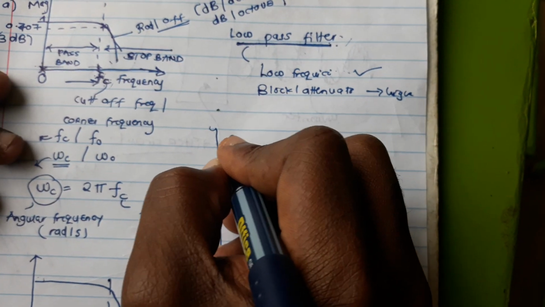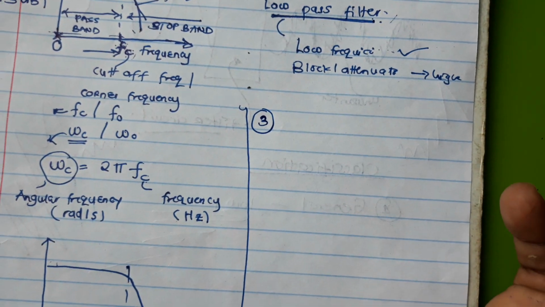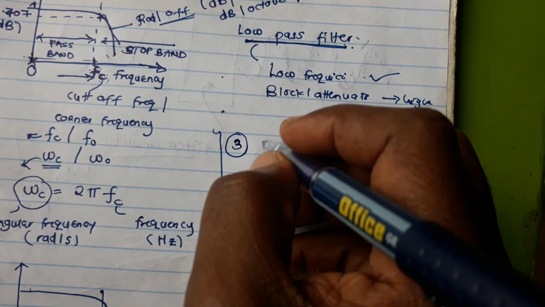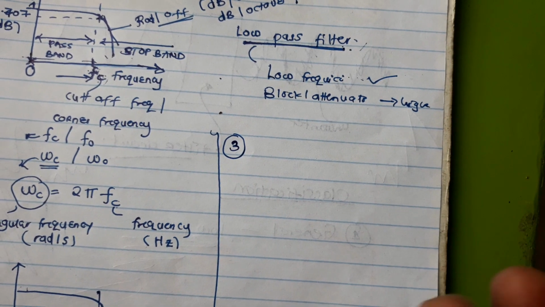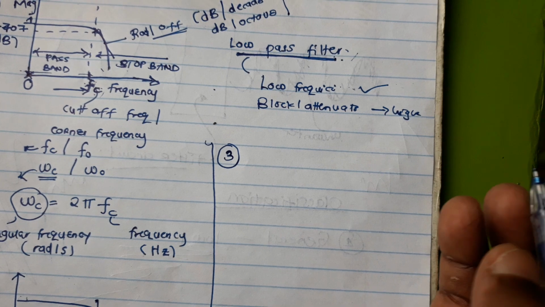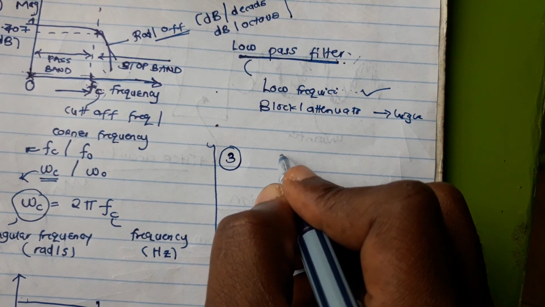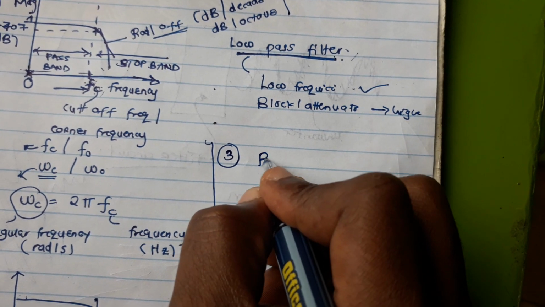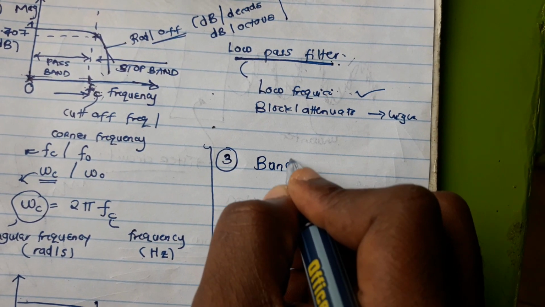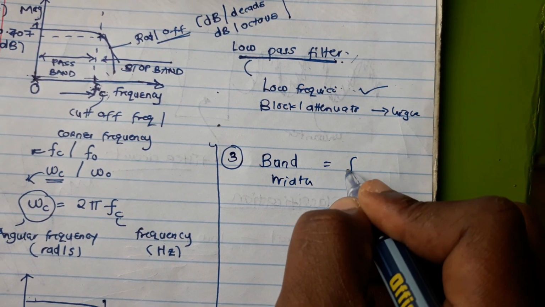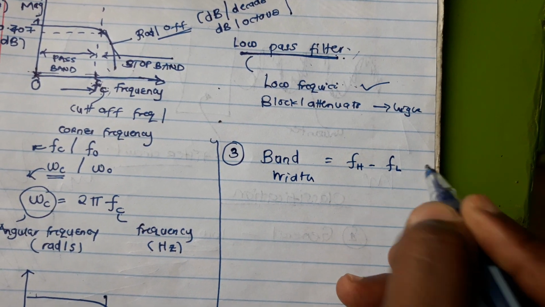Okay, so you have a third one. So the third in general classification is the band pass filter. And as we can see from the name, what is a band? A band is a range of frequencies. And a range of frequencies is usually gotten from, let's say bandwidth is equal to FH minus FL.